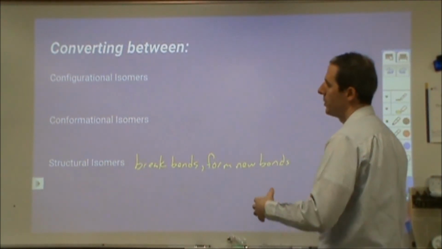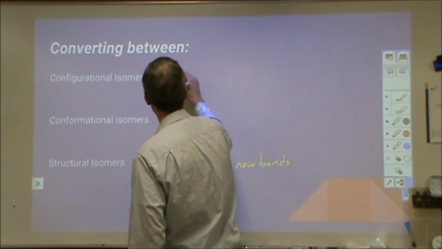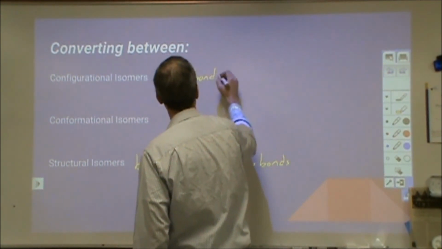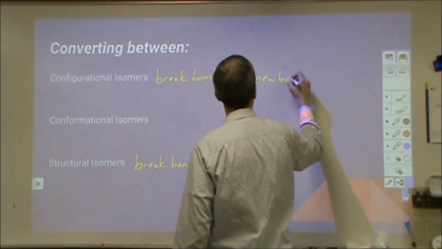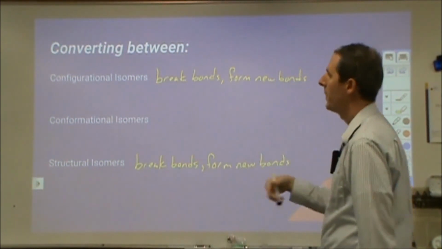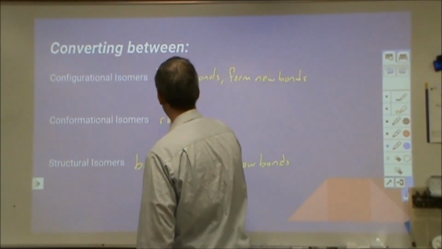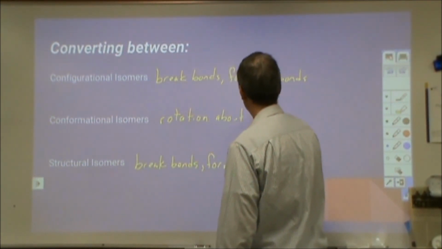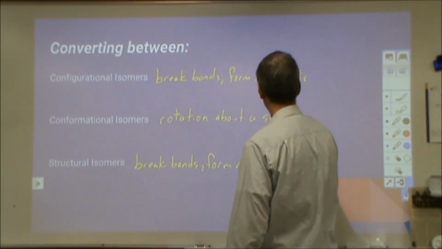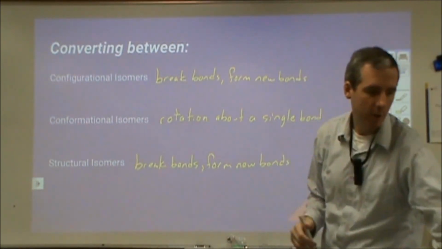If I want to change between an R and S form, I'm going to need to break bonds and form new bonds. But for a conformational isomer, I don't need to do that. For a conformational isomer, I'm going to do a rotation, and that's going to be about a sigma bond or a single bond. So you can't do a rotation if you have a pi bond in place locking that molecule in.